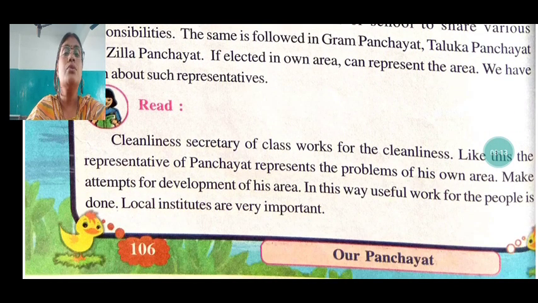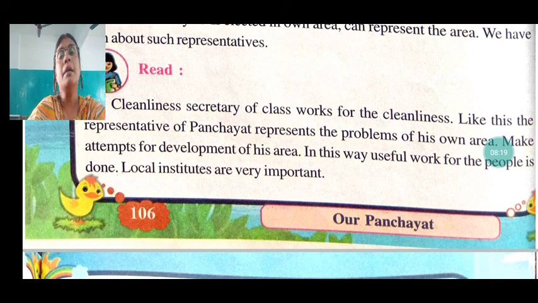So cleanliness secretary of the classroom is for cleanliness. Like this, the representative of the panchayat represents the problem of his own area and makes attempts for the development of his area. In this way useful work for the people is done. Local institutes are very important. As I told you, suppose I have made one blackboard monitor. That monitor has to look after the blackboard, whether it is clean, the dates are properly written, the subjects are properly written or not. Like that only, in the panchayat also a few members are elected purposely, like for cleanliness, for water, for road and for hospitals. Like that they have also divided their work so that they can see that particular area, and the development will be good in that area only.